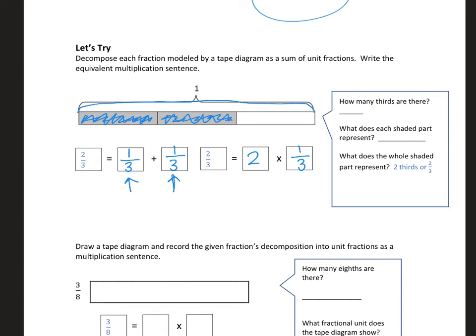Okay. So it says how many thirds are there, right? There are 3 thirds altogether, okay? What does each shaded part represent? Each shaded part represents 1/3, okay? And what does the whole shaded part represent? 2/3, or written as a fraction, 2/3, okay?